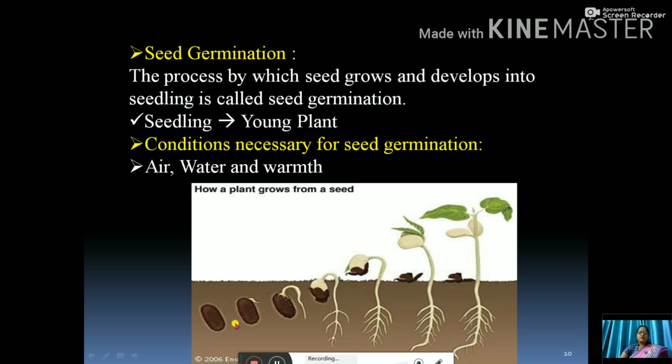Here are also the stages of germination. You put the heading on this picture: the stages of germination of a seed. You have to draw the picture very clearly, and this is a bean seed. You know bean seeds; the germination is shown to you. Clear to all of you?